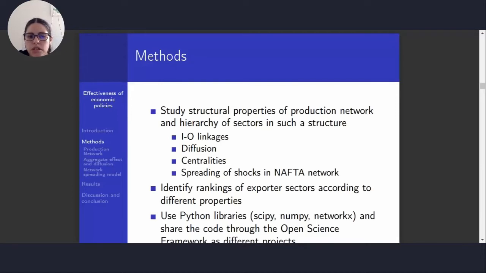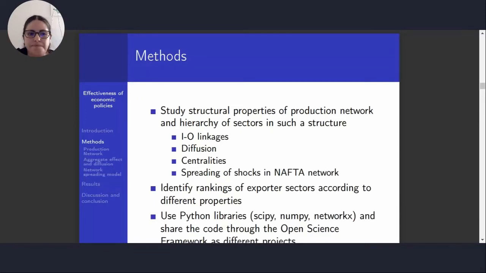But just one note, everything I'm doing is in Python. And I'm using at least these three libraries to compute everything. And you can find some of these codes on the Open Science Framework, and they're split in different projects, but if you just navigate on the Open Science Framework under my name, you'll find everything if you're interested.